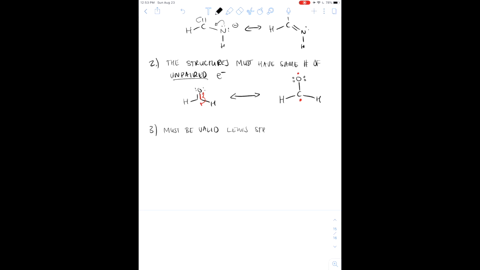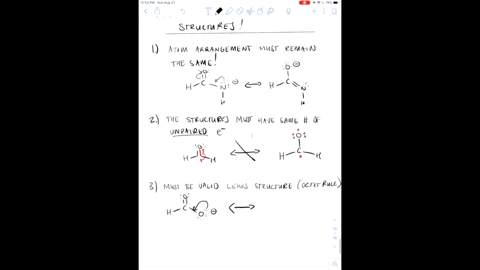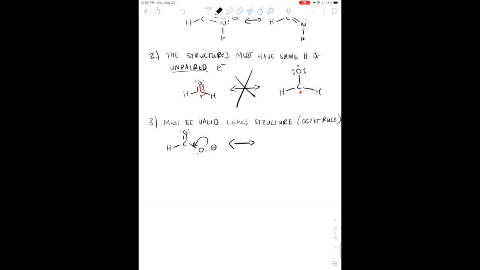Another thing is we must have valid Lewis structures. Typically, this means we're going by the octet rule, right? So it's important just to know what's a valid Lewis structure. More specifically, we have this particular carboxylate or formate ion, and if we were to, oh, sorry, I forgot to cross that out. That means we can't do the resonance structure, right? Because the unpaired electrons are different on either side.